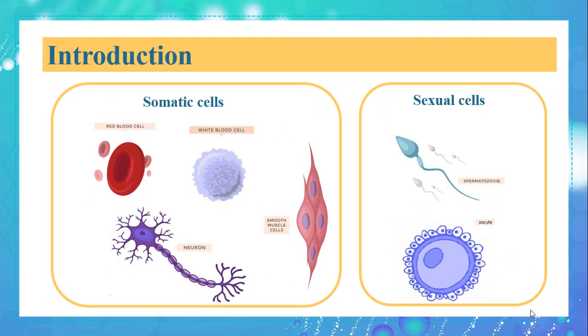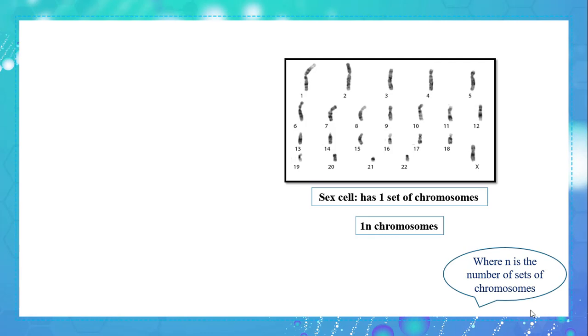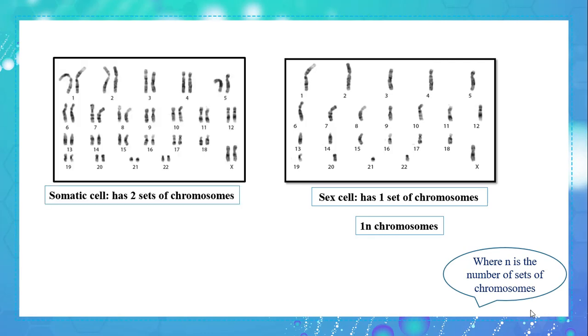Somatic cells and sexual cells can be classified as diploid and haploid cells. What do we mean by each of these two terms? Let's figure out together. The karyotype of a sexual cell shows one set of chromosomes that can be represented by 1n chromosomes, where n is the number of sets of chromosomes. However, the somatic cell shows two sets of chromosomes, then it's said to have 2n chromosomes. A sexual cell having 1n chromosome is said to be a haploid cell, while the somatic cell having 2n chromosomes is said to be a diploid cell.